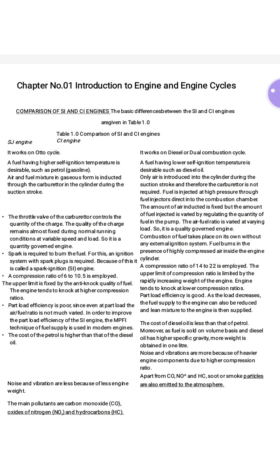Next, in an SI engine, a compression ratio of 6 to 10 is employed. In a CI engine, a compression ratio of 14 to 22 is employed. The upper limit of compression ratio is limited by the rapidly increasing weight of the engine. The engine tends to knock at higher compression ratio. In a CI engine, a higher compression ratio is desirable because there is compression ignition of fuel.